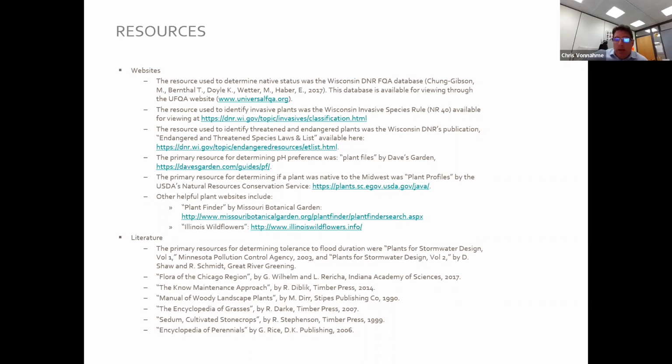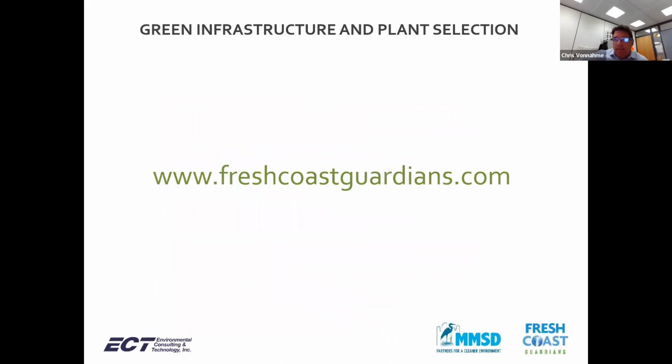Okay, very good. Thank you. And one other question popped up here. Is there a link to the Green Infrastructure Plant Selection and Design tool? I can make that available. I think they had changed the link, which is why I removed it from this website. You should be able to find it at freshcoastguardians.com. That's just MMSD's site for their sustainability initiatives. But I can follow up with an actual link to the tool. Yeah, I think someone just provided that link in the chat box. Yeah, there it is.